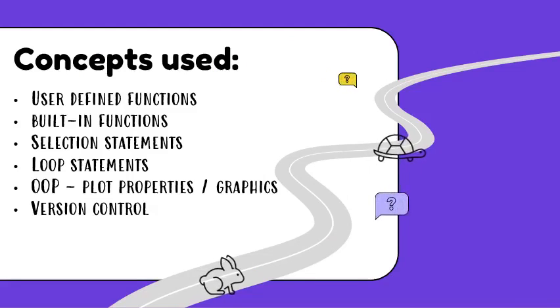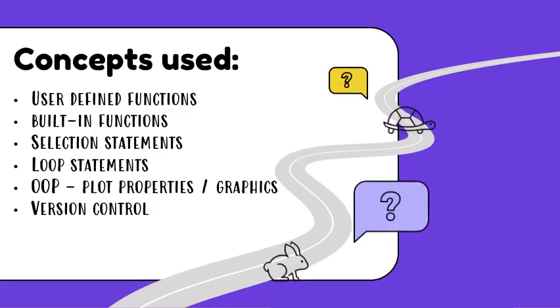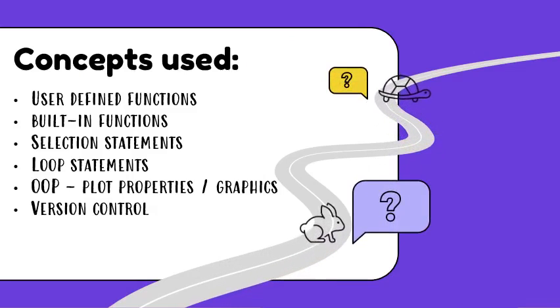Let's have a look at the concepts used in this program. Each part or process of the game was assigned to a new user-defined function. We used built-in functions and learned how to modify their parameters to give us our desired outputs. Selection and loop statements were used throughout the code. We finally dived into object-oriented programming that includes creating plots, changing their properties, outputting text and images in figure windows, and also modifying their formats. We went through various versions of the code to finally reach the code that gave us the most favorable outcome.